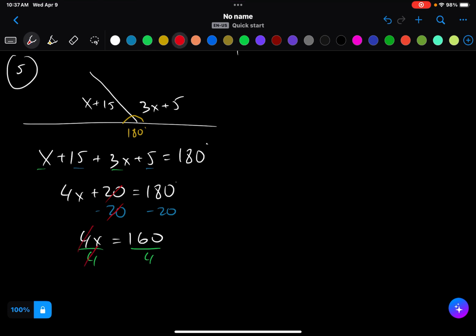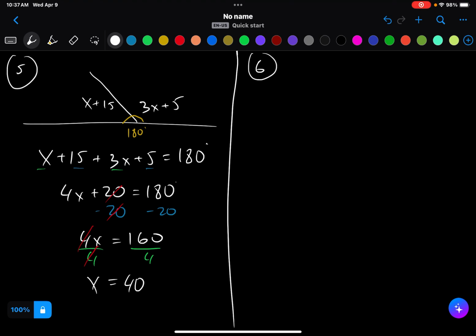So boom, boom, that's gone. Leaving you with just x is whatever 160 divided by 4 is, and that is 40. So that is number 5. Let's do number 6 for the last problem on the front side.